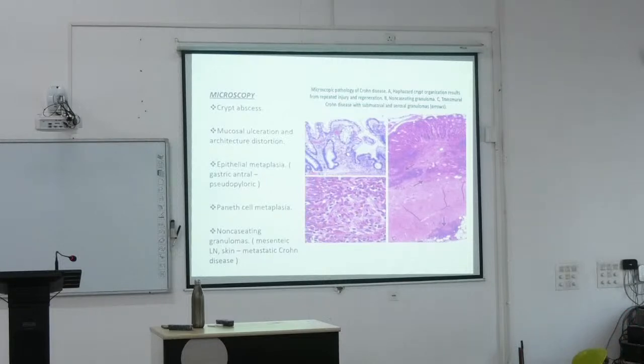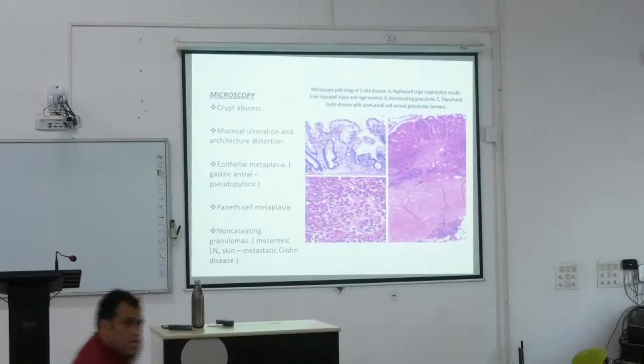I'll show you a beautiful picture of cryptitis and crypt abscess when I talk about ulcerative colitis. So epithelial metaplasia means it takes the form of gastric antral glands. Gastric antral glands are normally not present in the small intestine, but here the cells undergo gastric antral metaplasia. Number third is Paneth cell metaplasia. Even Paneth cells are not generally found in the small intestine.